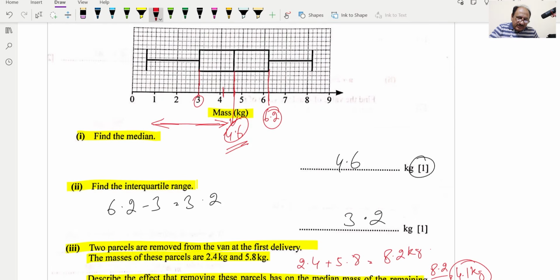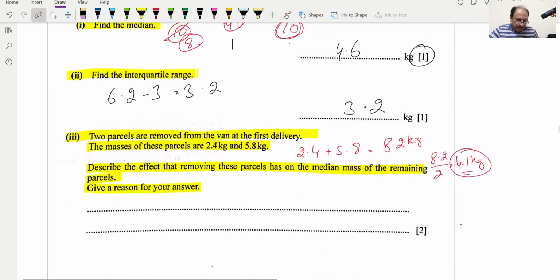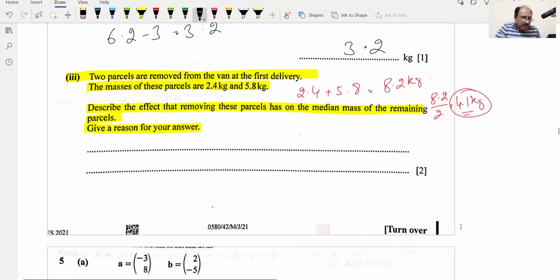For example, if this side is having 10, and this side is having 10 in case of median. Now these 2 are removed, so these are 8 and these are 10, so the median will be shifting to the right to balance it. 9 and 9 basically to the left, 8 are here, so it will be shifting to the right to make it balance. So we'll say that the median will be shifting to the right.